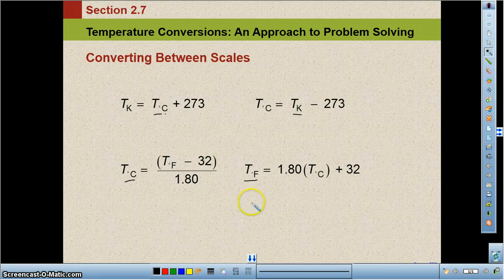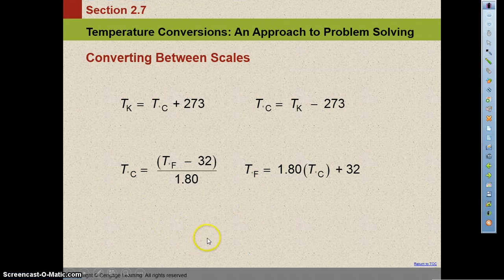Now notice that we can go from Celsius to Kelvin and Kelvin to Celsius, but we don't have a direct conversion from Fahrenheit to Kelvin. And we can go from Celsius to Fahrenheit, Fahrenheit to Celsius. So in order to go to Kelvin from Fahrenheit, you have to first turn it to Celsius and then change it to Kelvin. So let's do three problems real quick. And if you don't have these written down, the formula is written down on your conversion sheet. You need to go ahead and do that because I don't expect you to memorize these conversions.